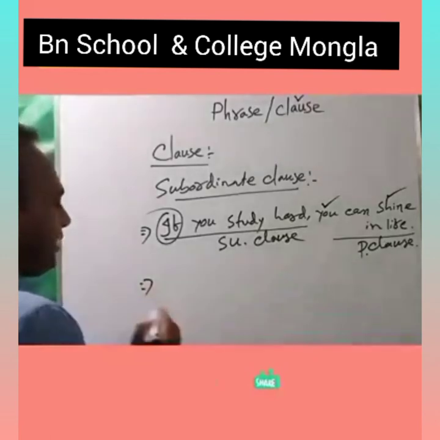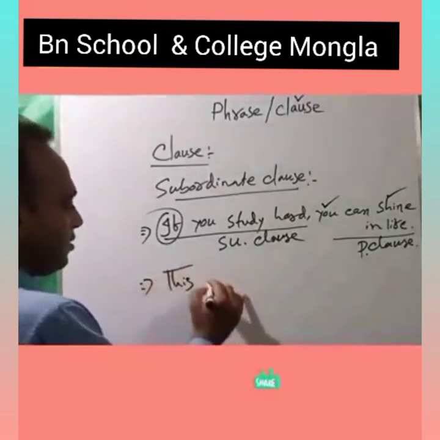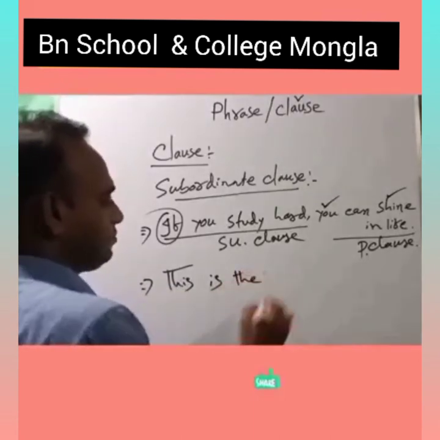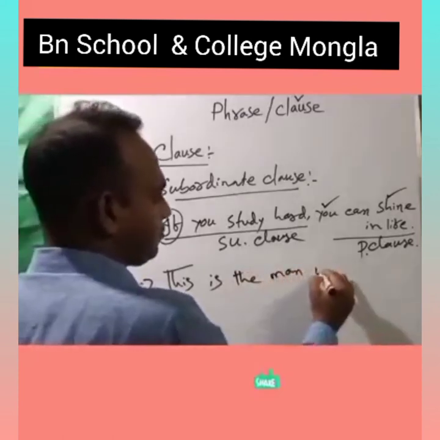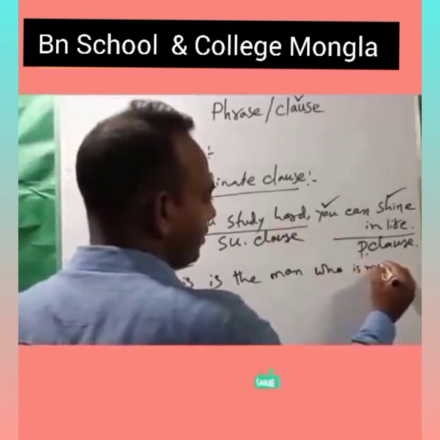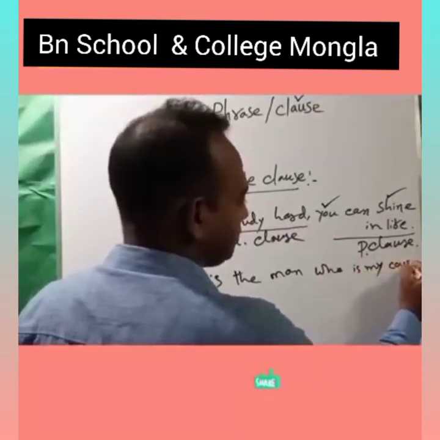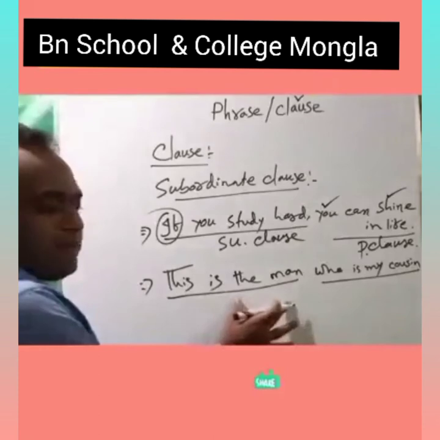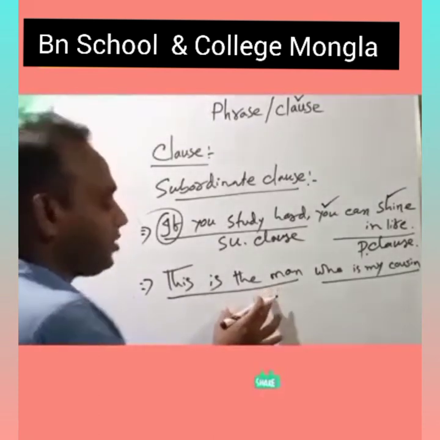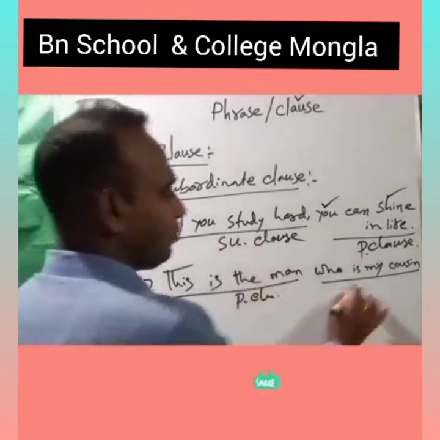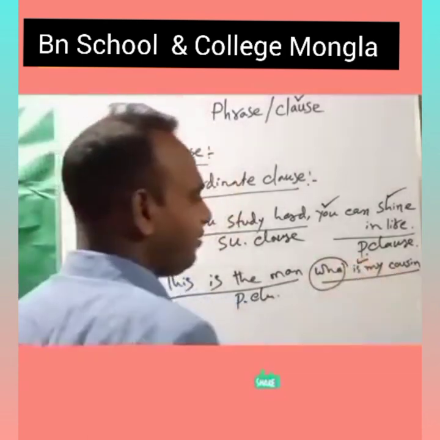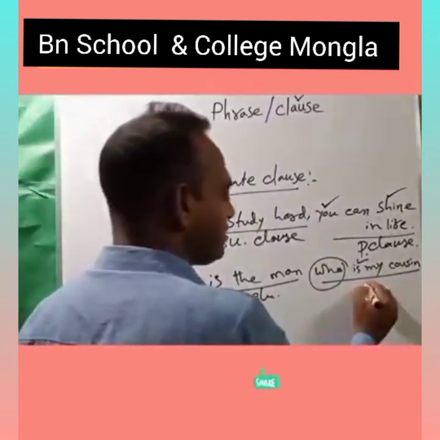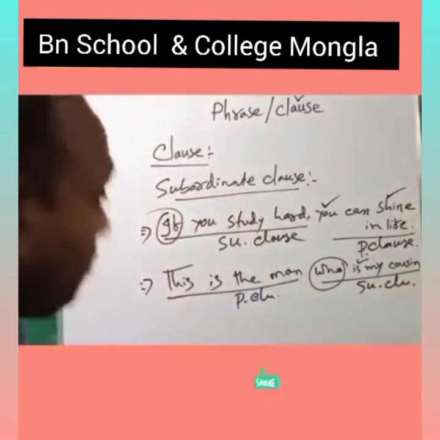Okay. Suppose another example. This is the man who is my cousin. This is the man, complete meaning of the sentence. So this is the principal clause. Who is my cousin, relative pronoun and verb. But only if I say who is my cousin, it doesn't make the proper meaning. So this is a subordinate clause. Okay, now go to the next portion.